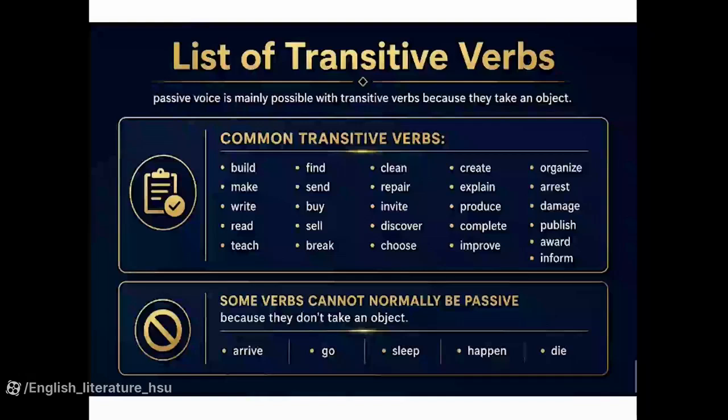And we have some verbs that cannot normally be passive. We call these verbs intransitive. For example, arrive, go, sleep, happen, die. These are intransitive verbs. You can't say he was arrived because there is no object receiving the action, yes?